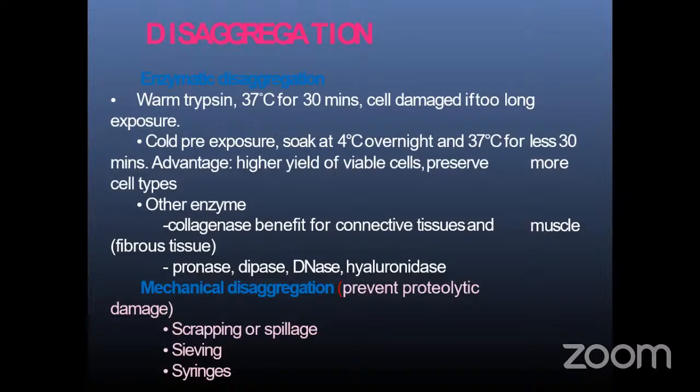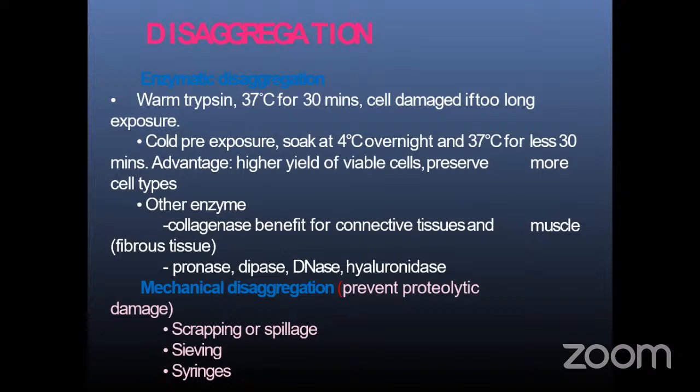Or the other option is cold pre-exposure, meaning you already cool the trypsin in the fridge, and then you can soak the cells in this cold trypsin at 4 degrees centigrade overnight, and then transfer them to 37 degrees centigrade for less than 30 minutes. Like that also you can do. The advantage here is you will get a higher yield of viable cells. So the cell damage will be less, and you can preserve many different types of cells.